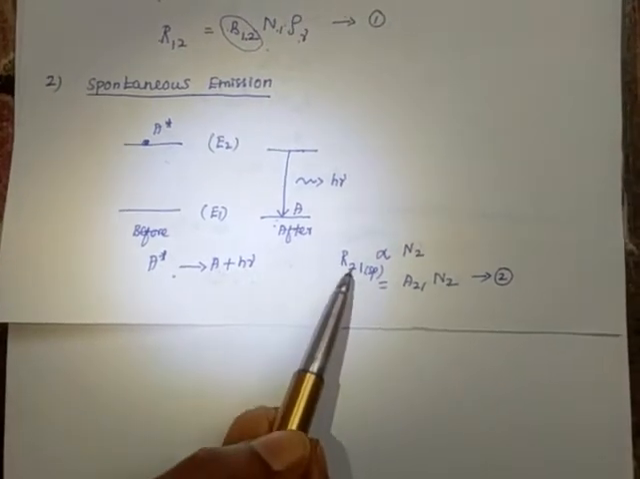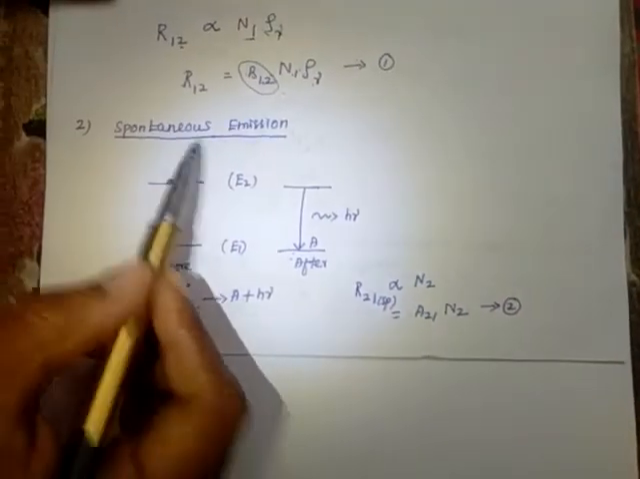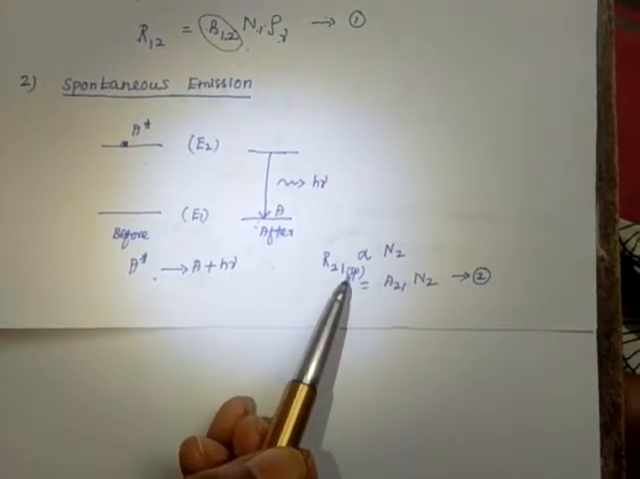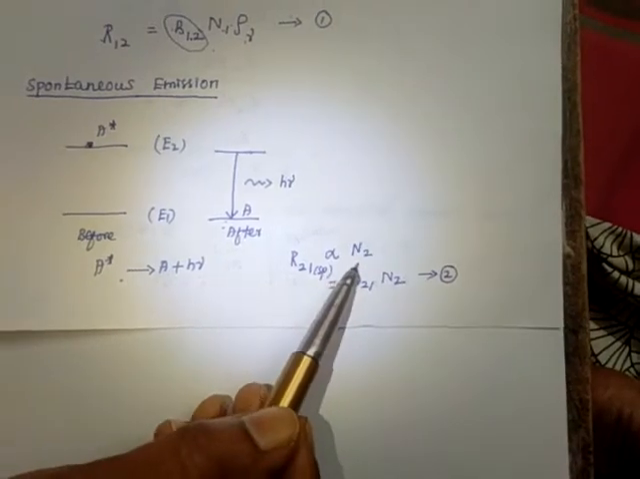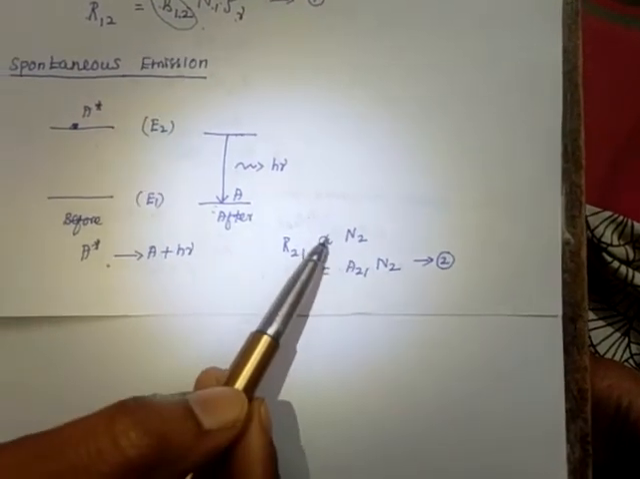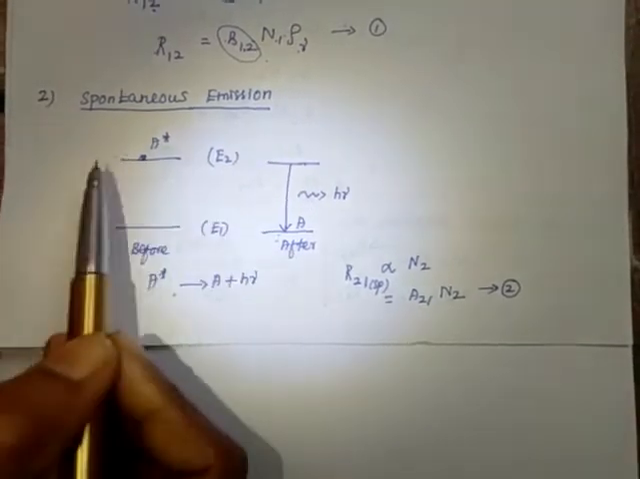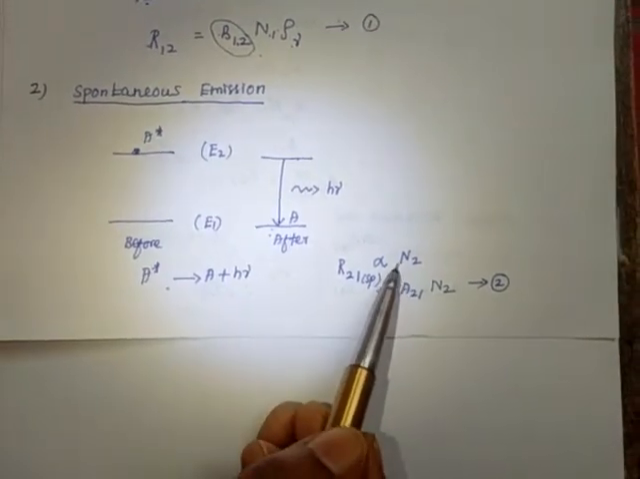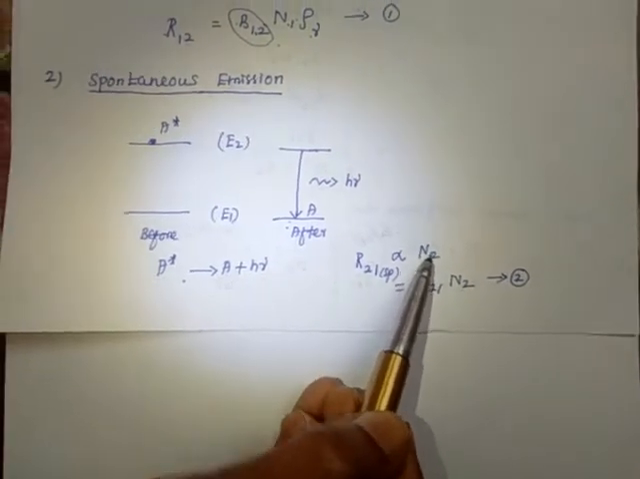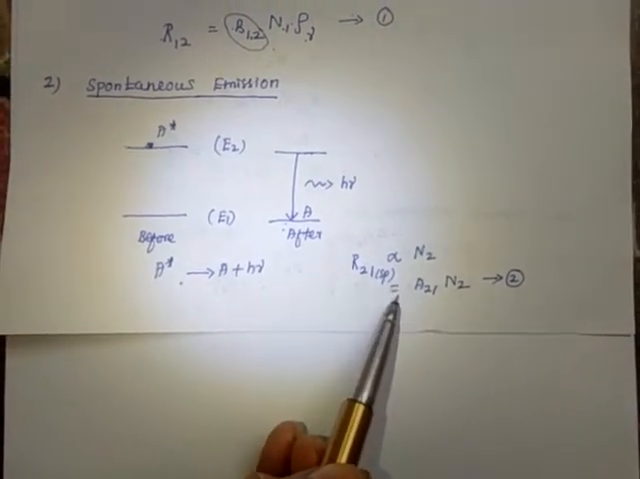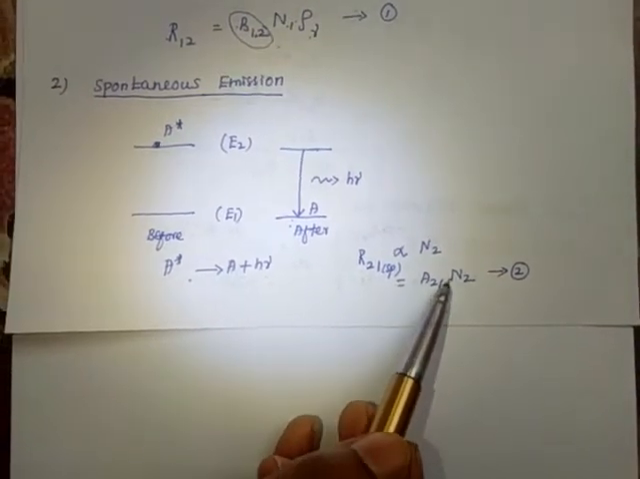Here is the rate of emission. This process is spontaneous emission. The rate of spontaneous emission depends upon the number of atoms present in the excited state. Here there is no input energy to the atoms. That's why it depends only upon the number of atoms present in the excited state. So this is equal to, with one constant added, A21 N2.